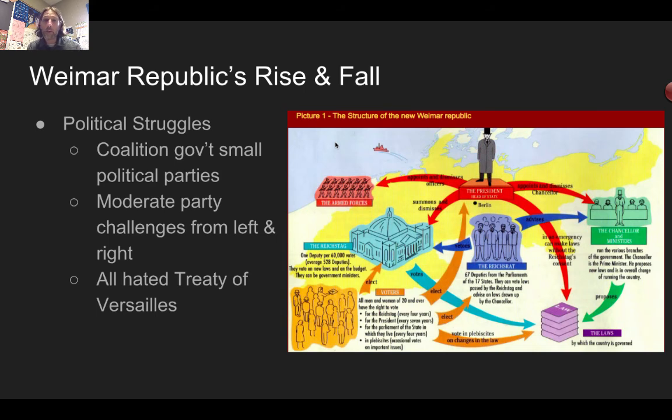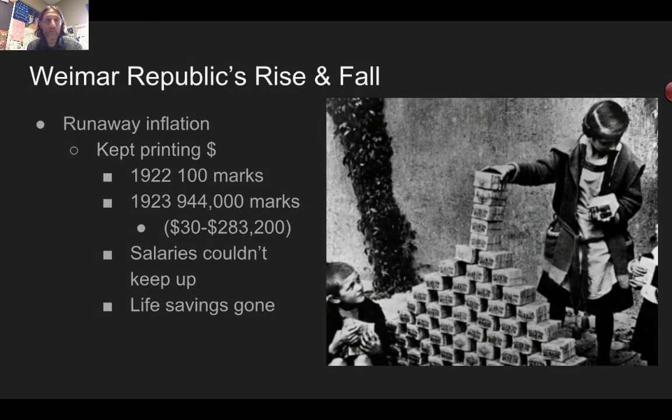And the real problem here is the Weimar Republic is the one that has to sign the Treaty of Versailles. They're going to get the blame for this horrible, harsh treaty and all the garbage that comes with it. Now, the other factor is that they are not able to make their reparation payments.